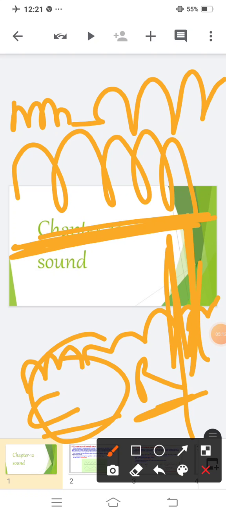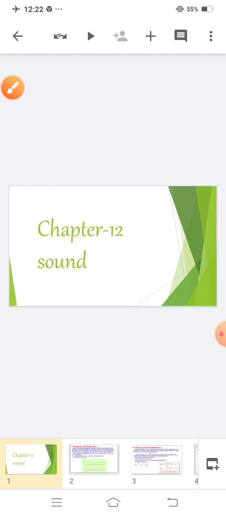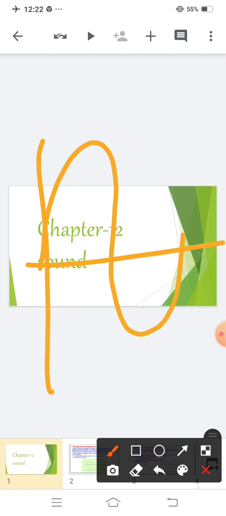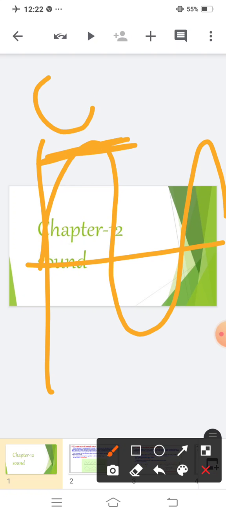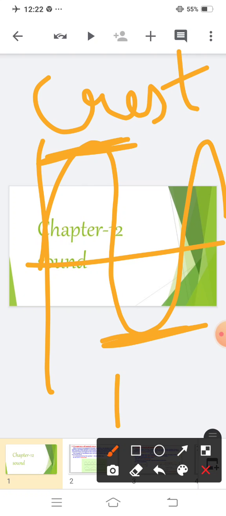A transverse wave travels horizontally in a medium. The particles of the medium vibrate up and down in the vertical direction. Now, here crest and trough are also there. The upper part, as you see in this graphical representation, is known as the crest, and this is known as the trough.